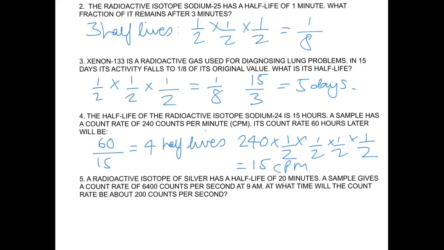Question 5. A radioactive isotope of silver has a half-life of 20 minutes. A sample gives a rate of 6,400 counts per second at 9 o'clock. At what time will the count rate be about 200 counts per second?